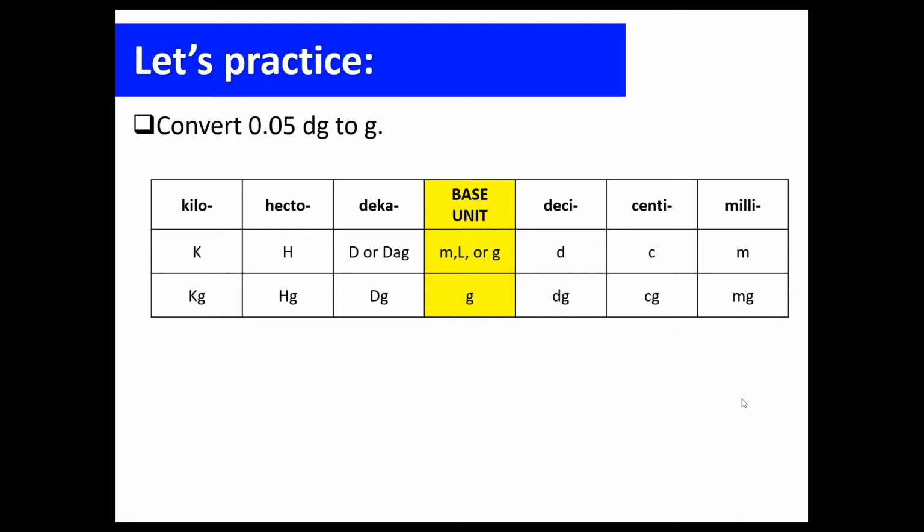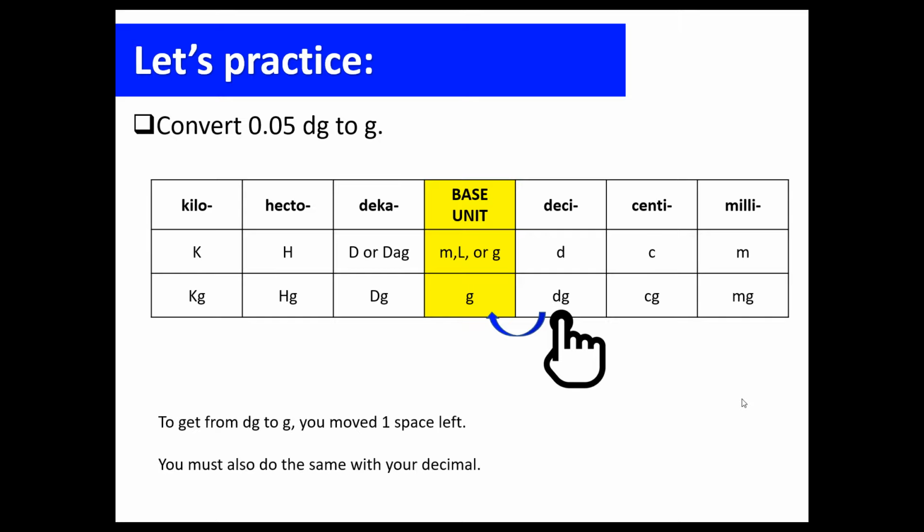All right, let's try this one. We want to convert 0.05, and this is a lowercase d, so this is going to be decigrams to grams. So we're starting here with decigrams. We want to travel to grams, so we're going to move 1 place to the left, which means I'm also going to have to move 1 place to the left with my decimal in 0.05. So when I move that decimal 1 place to the left, I get 0.005 grams.